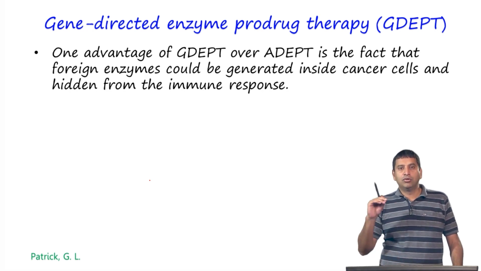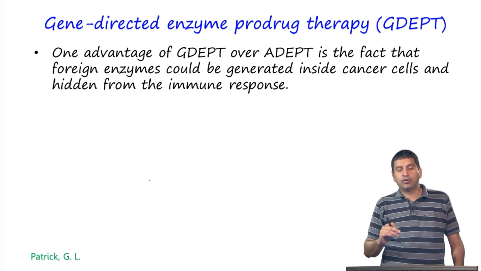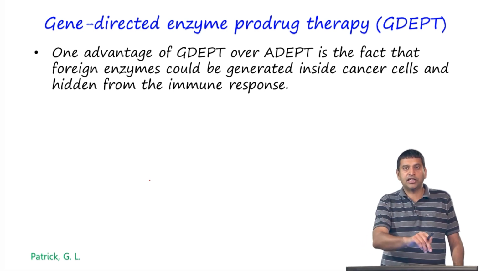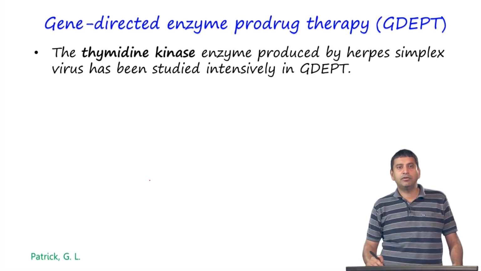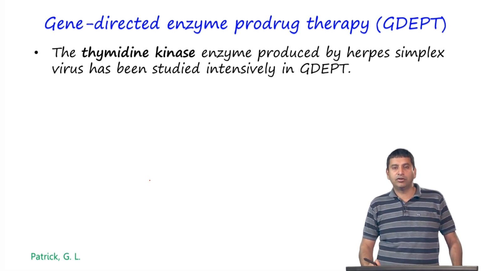Okay. So, one advantage of GDEPT over ADEPT is that since the foreign enzymes are generated inside the cancer cells, they are hidden from the immune response. So, the example we are going to look at is thymidine kinase, which is produced in herpes simplex virus and has been studied quite extensively for GDEPT.